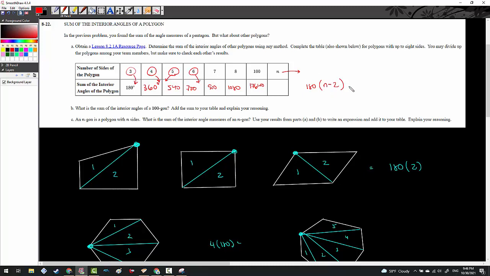So this 180 times (N minus 2) is the interior angle sum of a polygon, where N seems to be the number of sides in the polygon. So hopefully that makes enough sense.